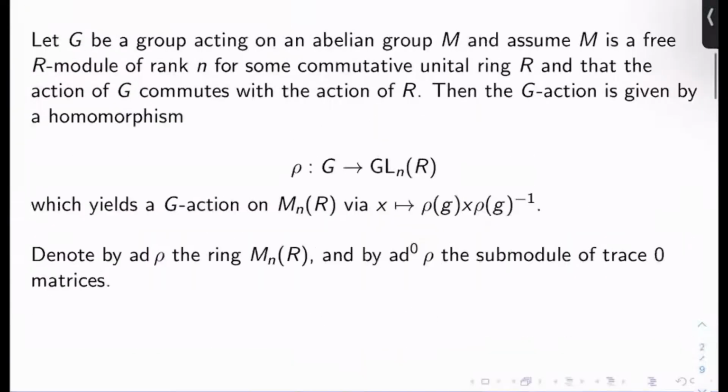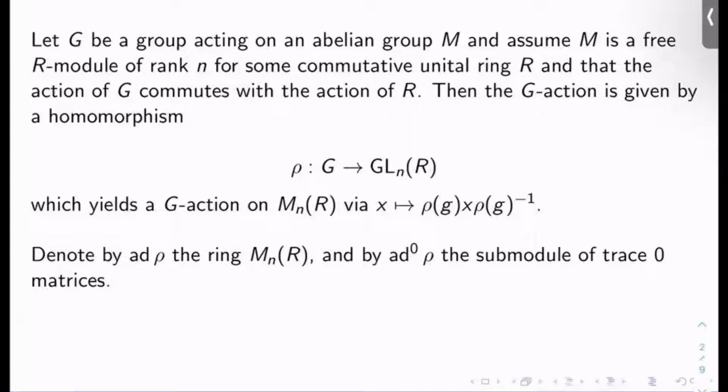So the setup is G will be a group acting on an abelian group M, and we're going to assume M is a free R module of rank N for some commutative unital ring R. So that just means M is isomorphic as modules to R^N. Okay, and we're going to also assume that the action of G commutes with the action of R. This setup, if you've taken representation theory, should feel familiar to you.